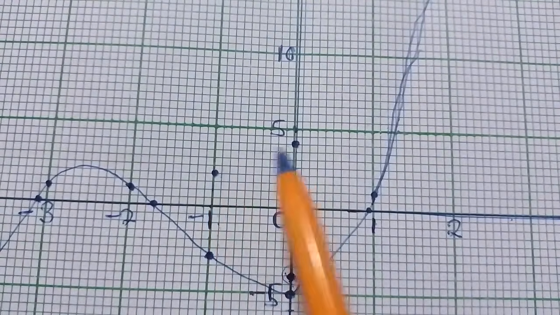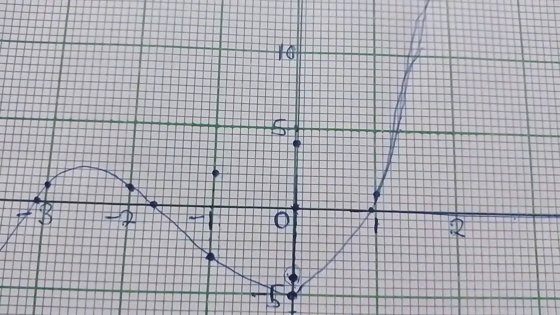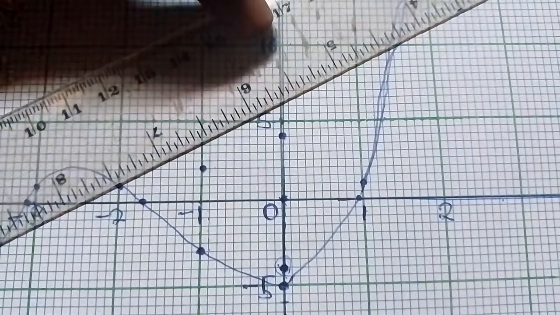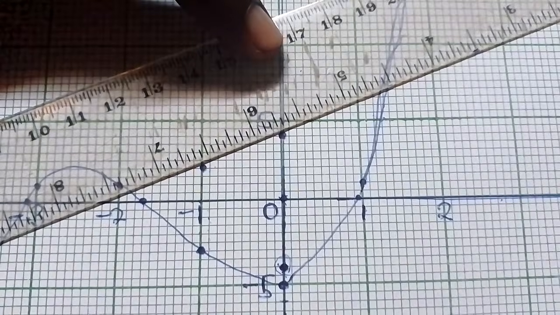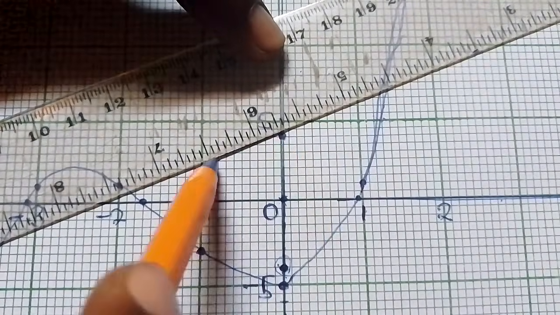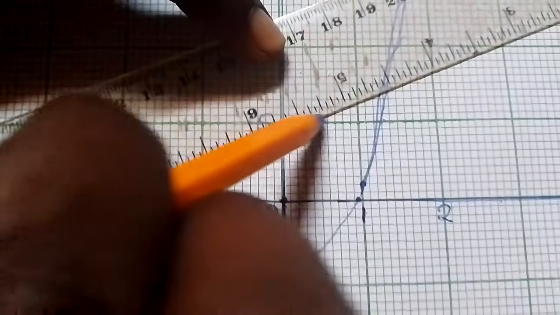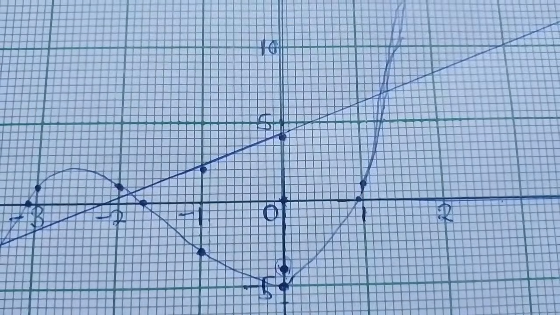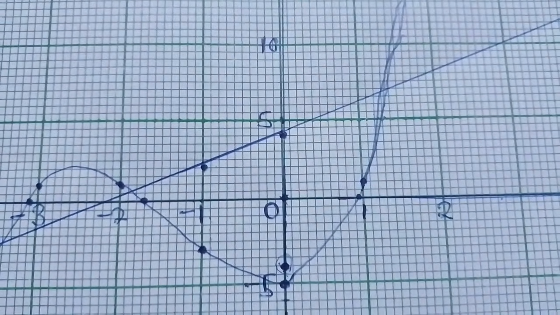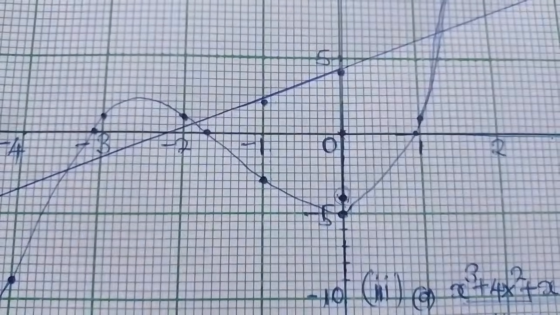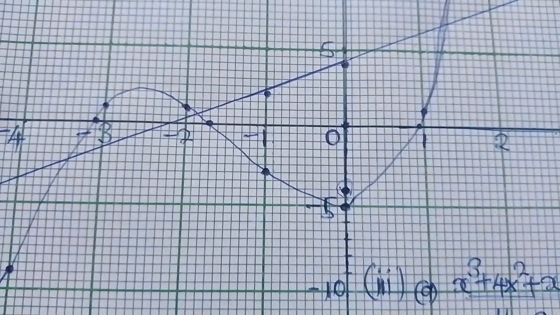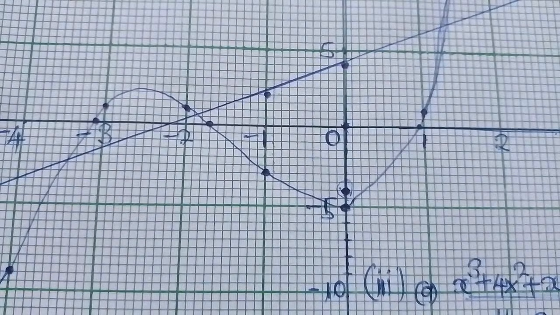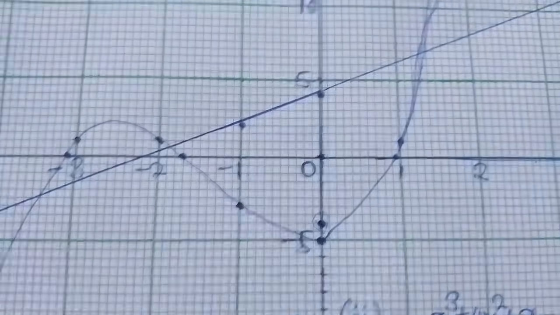Then I join them. I just need to join these two. You join them properly like this. So this is how you are going to join them. Like this now, you are able to tell where they are cutting the curve. Where they are cutting the curve, that's where you now need to get the answers.